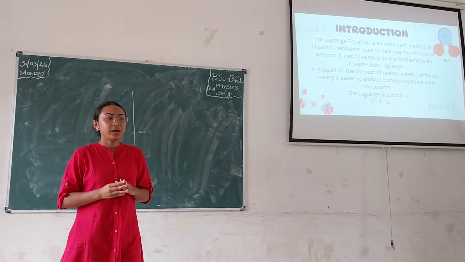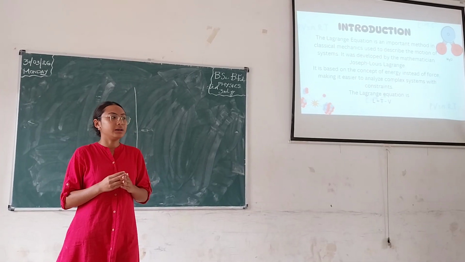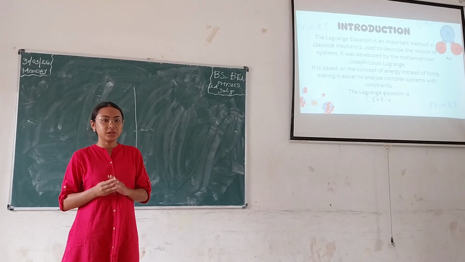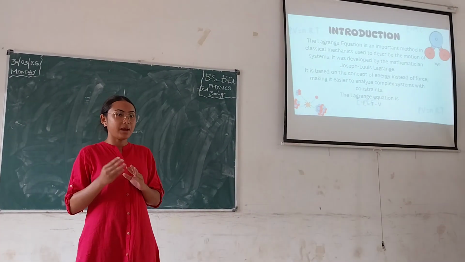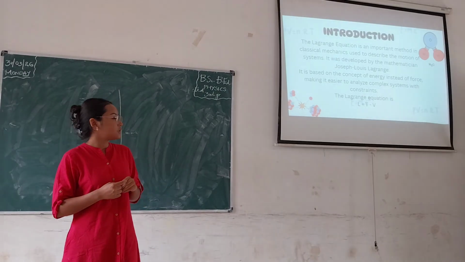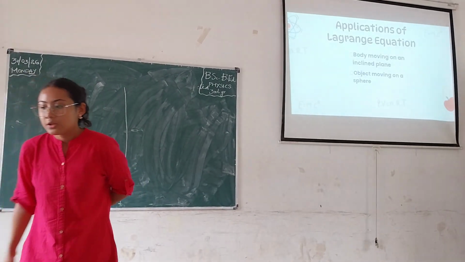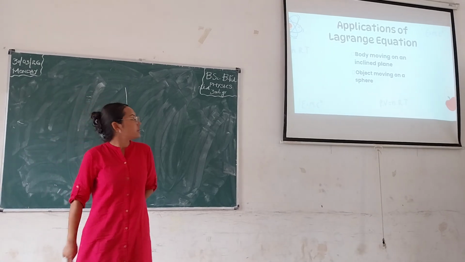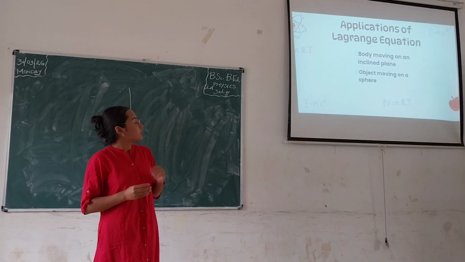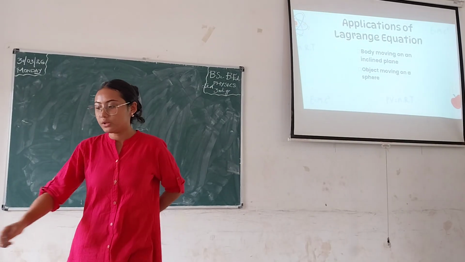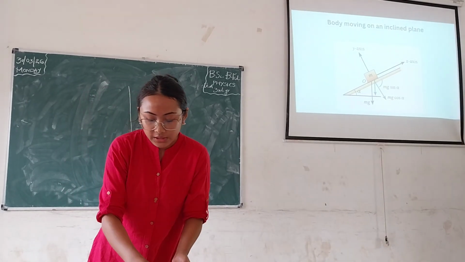with constraints. Here, the Lagrangian is defined as the difference between the kinetic energy and the potential energy. Mathematically, it is denoted by L is equal to T minus V, where T is the kinetic energy and V is the potential energy. So I'll be dealing with two applications, that is a body moving on an inclined plane and an object moving on a sphere. So first let us move on to our first application, that is a body moving on an inclined plane.